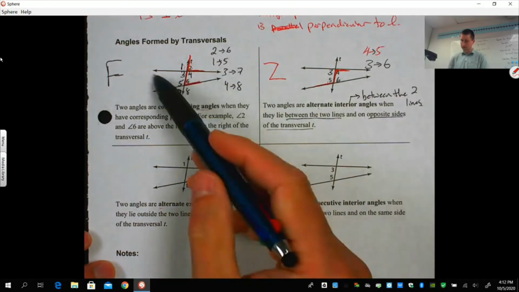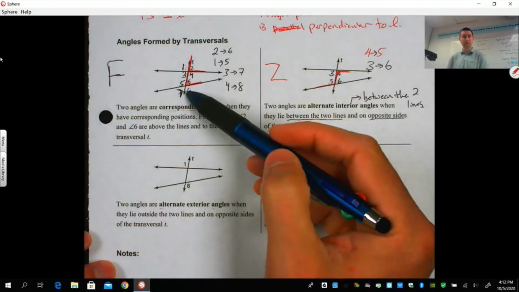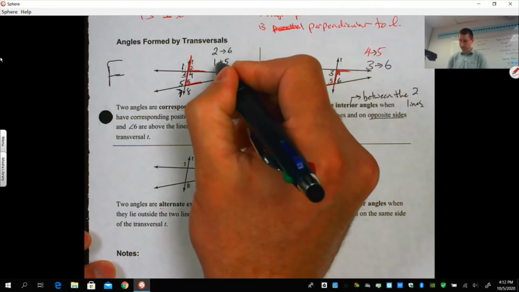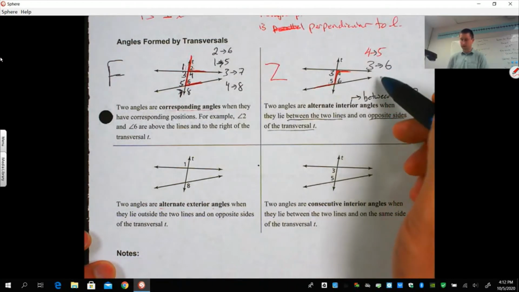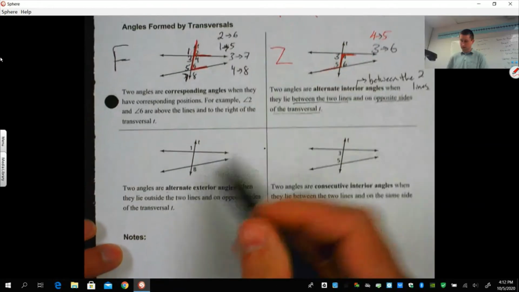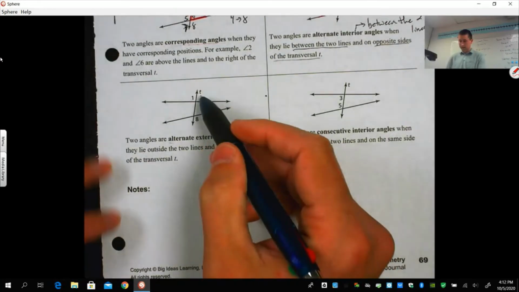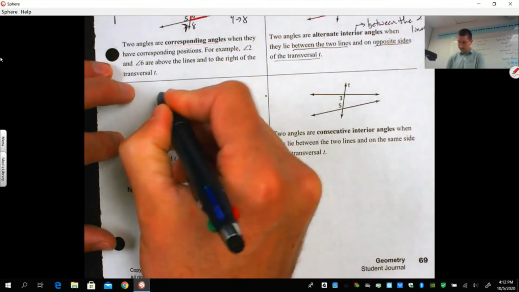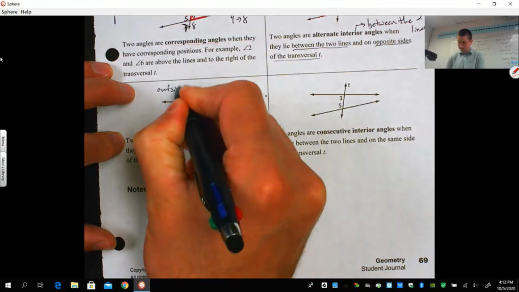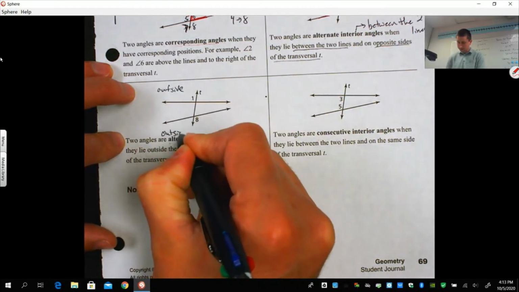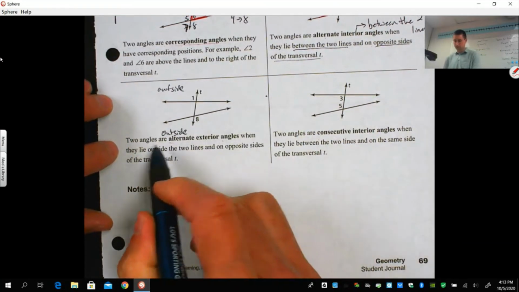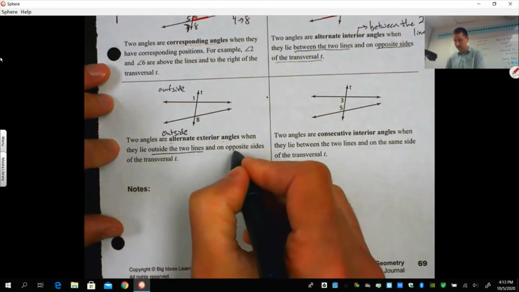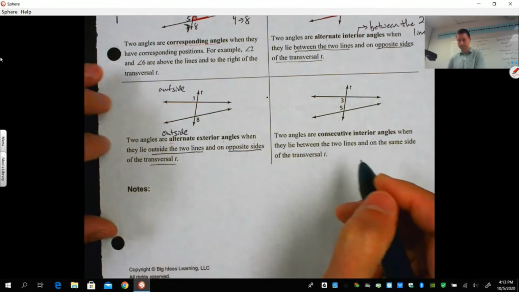You notice with 2 lines cut by a transversal, we had 4 sets of corresponding angles. We had 2 sets of alternate interior angles. We go outside the lines, so if this is the inside, that makes this the outside, and this the outside. So we have alternate exterior angles when they lie outside the 2 lines and on opposite sides of the transversal T.